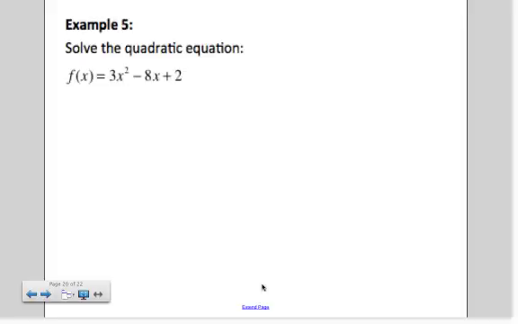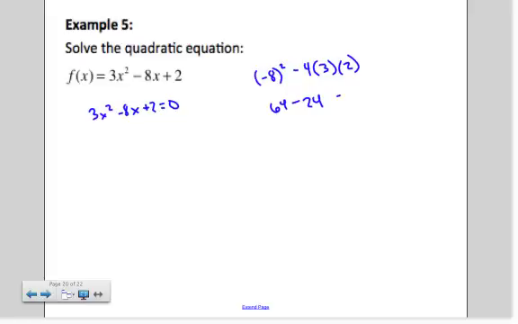All right, now we're going to solve the quadratic equation here. So 3x squared minus 8x plus 2 equals 0. Let's do the discriminant. B squared, which is negative 8 squared, minus 4 times a times c. Well, that's 64 minus 4 times 6 is 24. So that equals 40, which is not a perfect square. So we're going to have to use the quadratic formula for this.